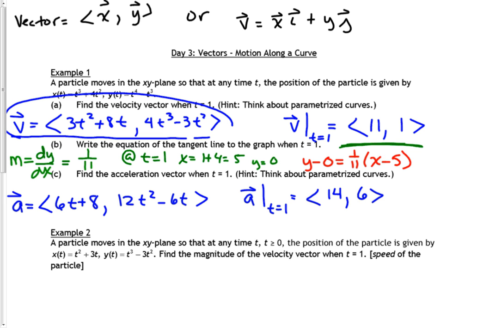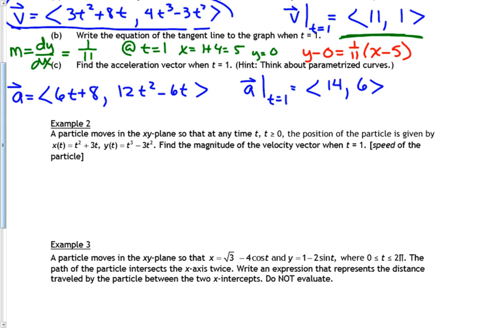We now have a particle. Position is given by this x component, this y component. Find the magnitude of the velocity vector at t equals 1. Now, the magnitude of the velocity vector is going to be a number. It's the length of that vector. Okay, so it's going to be a number, it's going to be the length, and it's speed, so we know it's going to be positive.